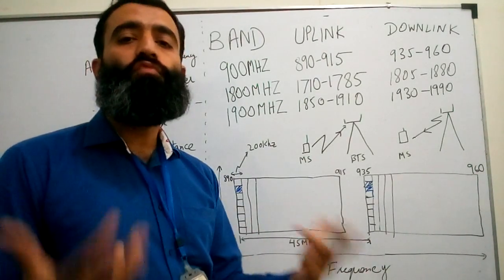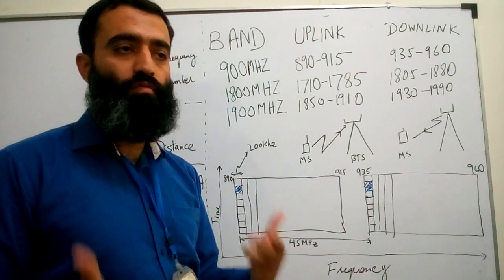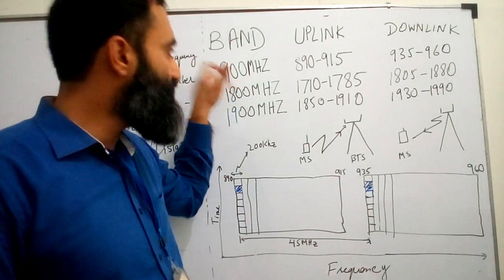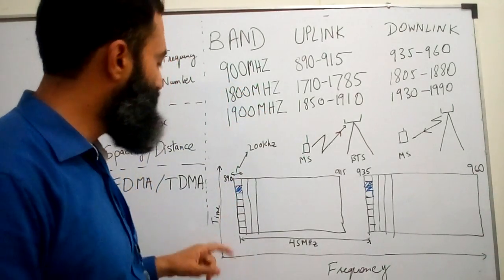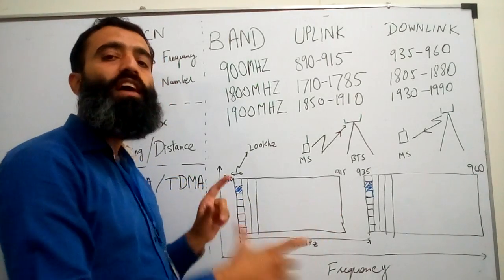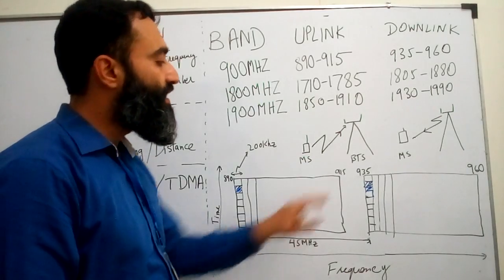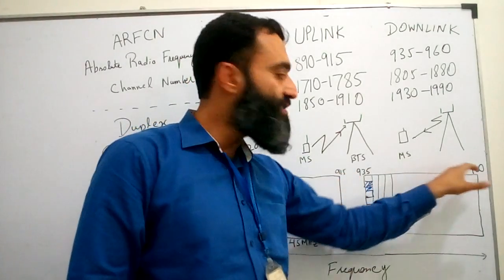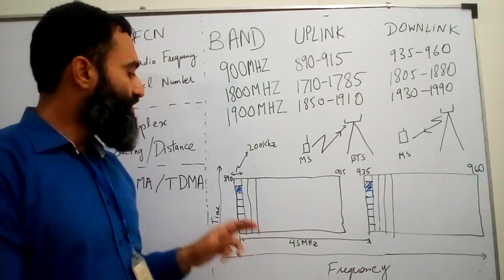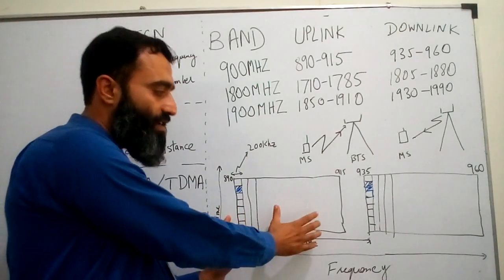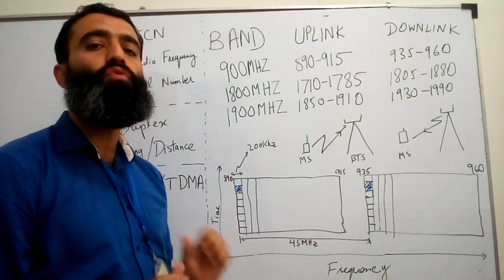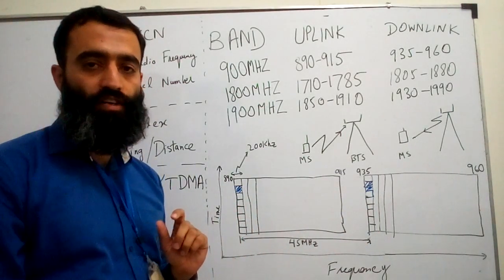Now, how are these frequency bands used? We take the example of the 900 MHz band, and in this frequency range we have 890 to 915 MHz as the uplink frequency band, and 935 MHz to 960 MHz as the downlink frequency band. This frequency band in the uplink and in the downlink is further subdivided into channels of 200 kHz.